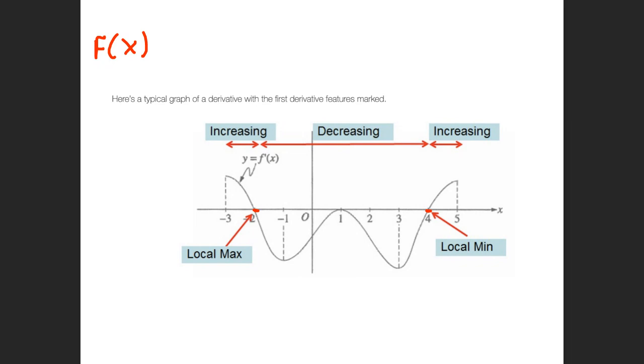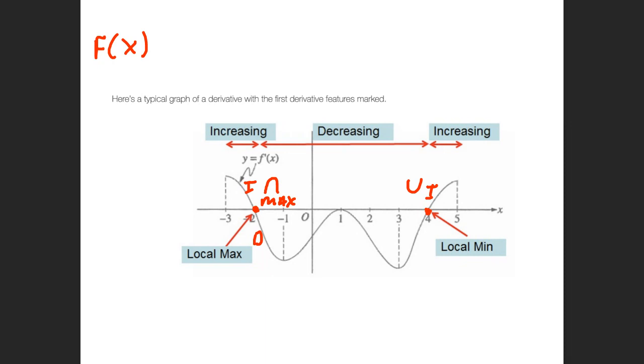Now, anytime it crosses the x-axis, there should be a max or min. I usually tell kids to just write increase, decrease, increase. If it's increasing and then decreasing, that means this has to be a maximum point. This one, it's decreasing, then it's increasing, so this has to be a local min. So from the derivative graph, we should be able to tell where the original graph is increasing and decreasing, and where the max and mins are.